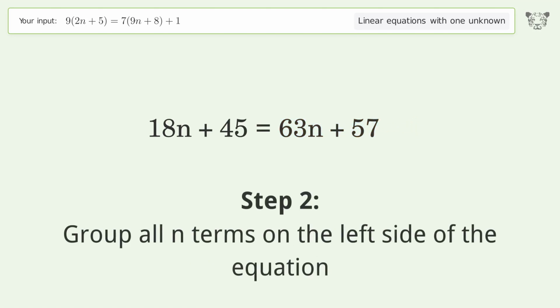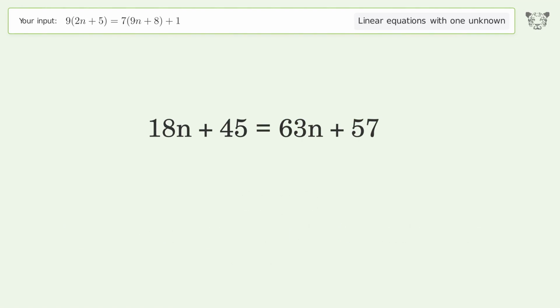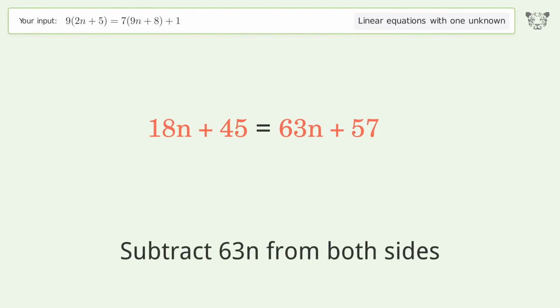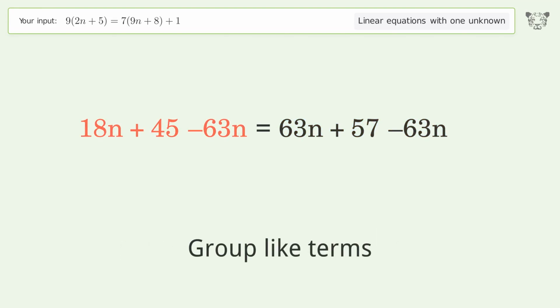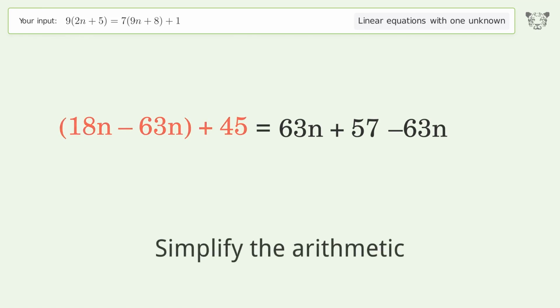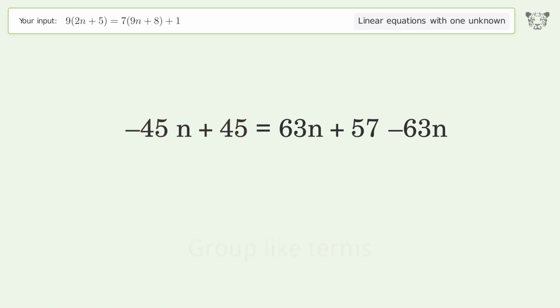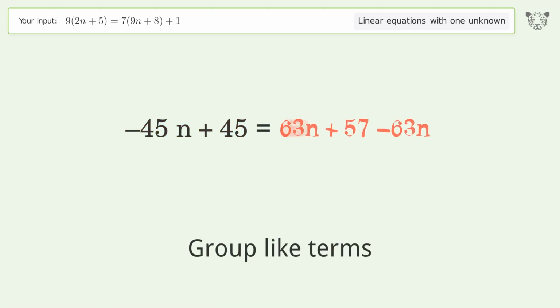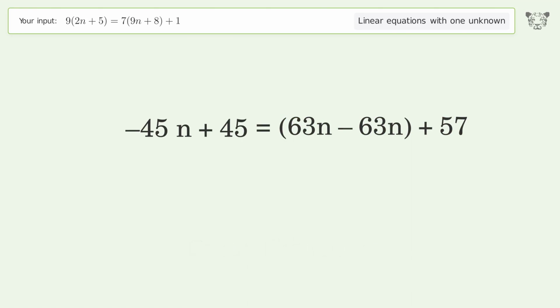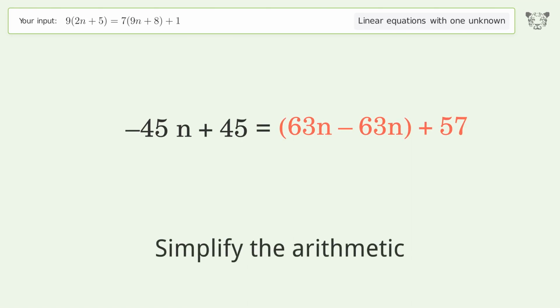Group all n terms on the left side of the equation. Subtract 63n from both sides. Group like terms. Simplify the arithmetic. Group like terms. Simplify the arithmetic.